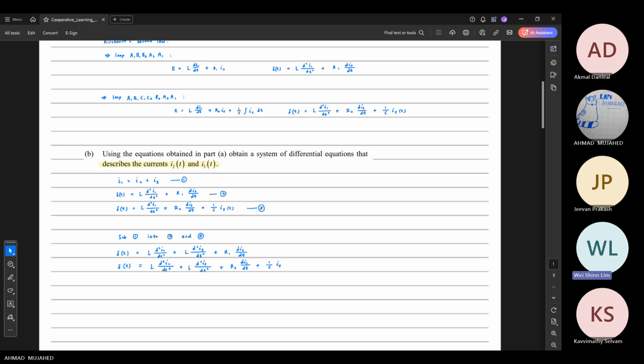For part B, we need the equations to be in terms of I2 and I3 only. So we replace I1 with I2 and I3. So a new equation is obtained, the two equations below. Then now go to part C.